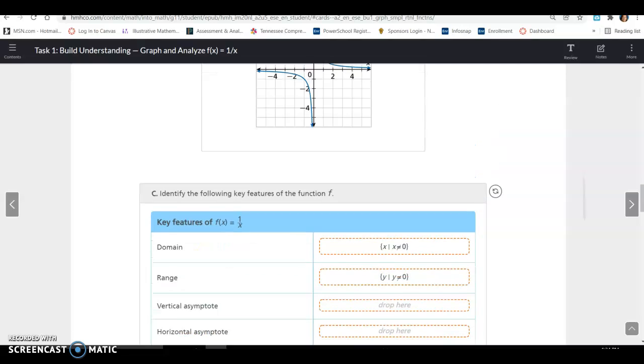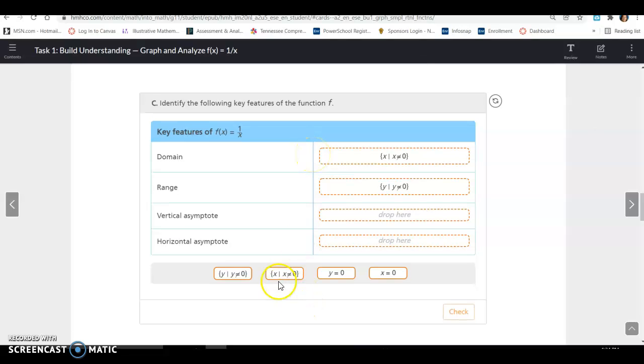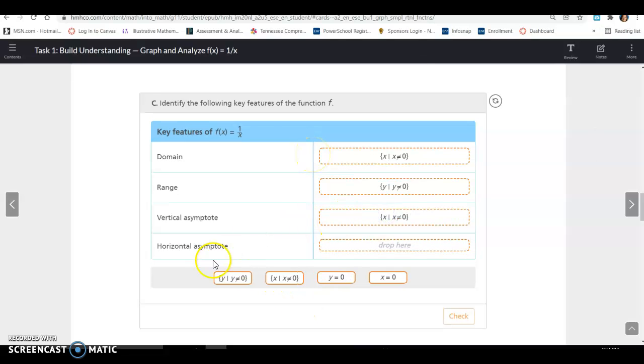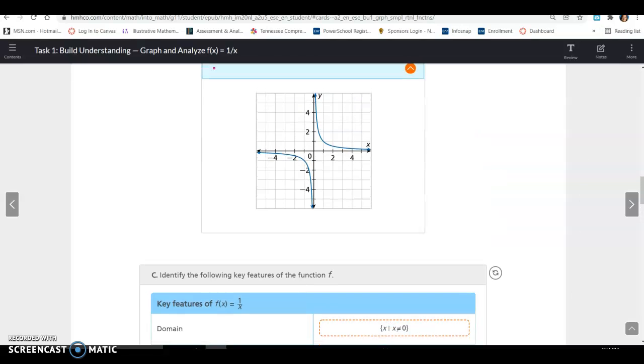All right, your vertical asymptote is right here, and it goes through x equals 0. And your horizontal asymptote would go through y equals 0. I put the wrong thing in for that one. All right, so your vertical asymptote goes through the y-axis. The horizontal asymptote goes through the x-axis.